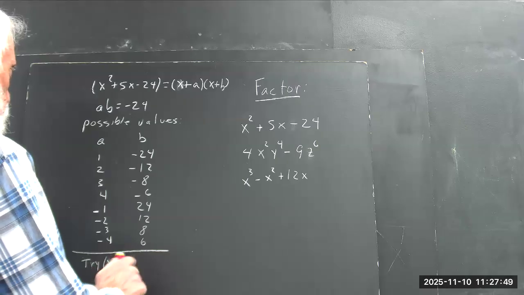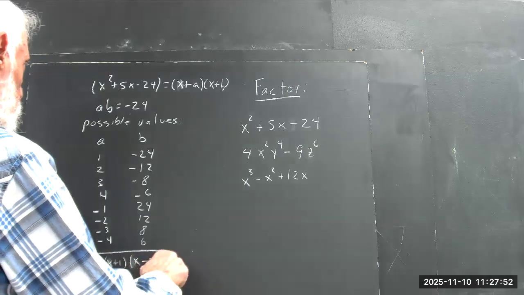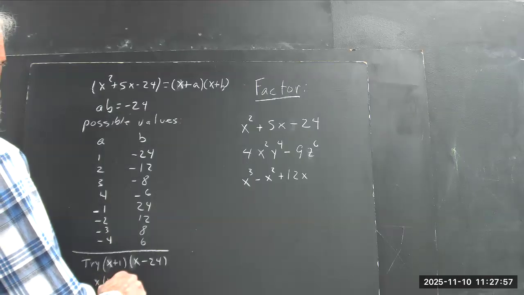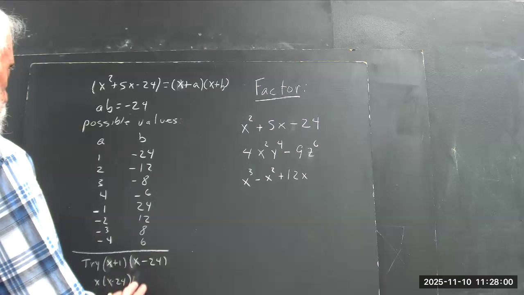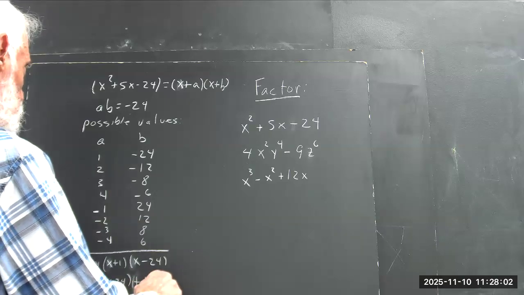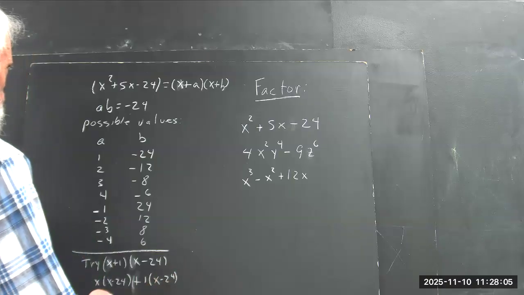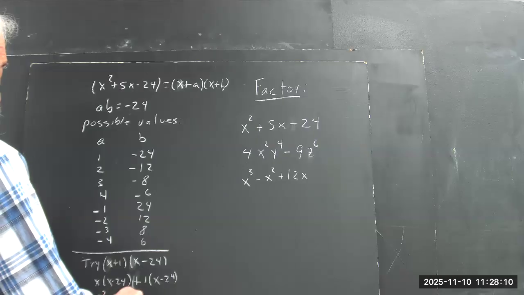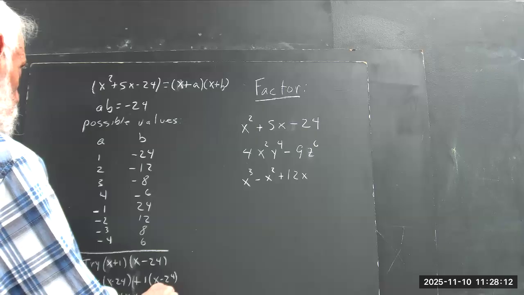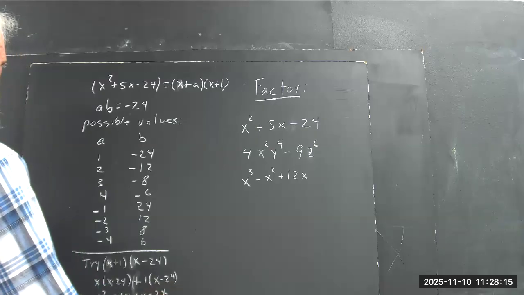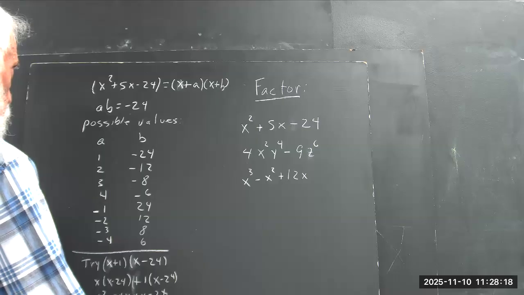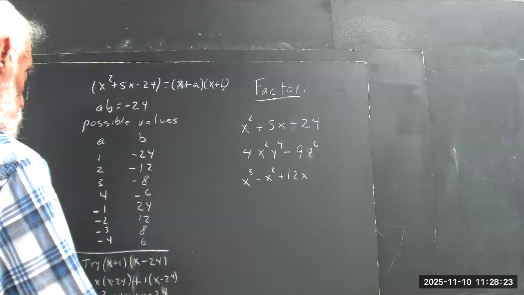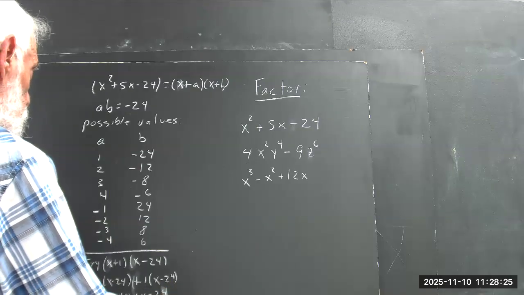x plus 1 times x minus 24. That gives us x times (x minus 24) plus 1 times (x minus 24), which gives us x squared minus 24x plus x minus 24, and that's x squared minus 23x minus 24.